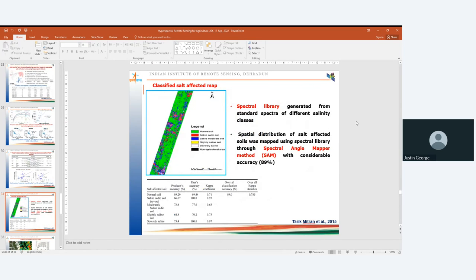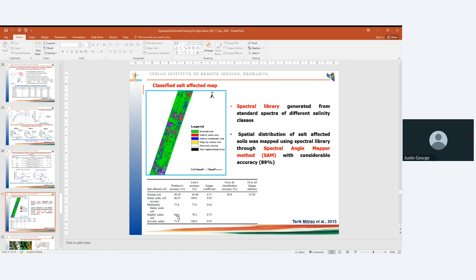Finally, the distribution of the different categories of salt affected soils was mapped using the spectral library, which was generated using the standard spectra of different classes, and the spectral angle mapper method, with considerable accuracy of around 89%. These are the different producer and user accuracies and the Kappa coefficient related to the different classes.